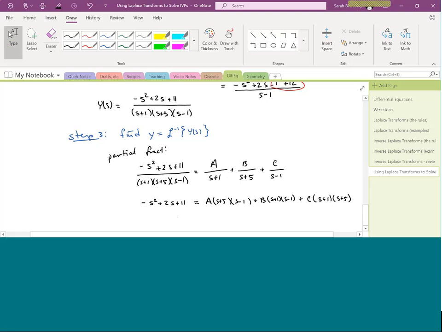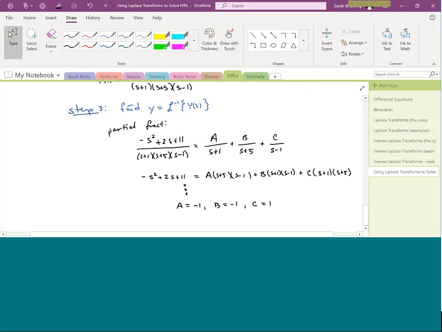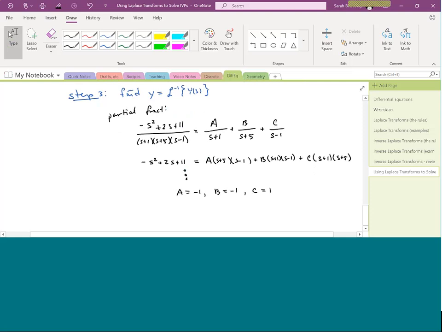So here, A, which is over s plus 1, is going to be negative 1. B, which is over s plus 5, is also going to be negative 1. And C, which is over s minus 1, is going to be positive 1. When I built this, I can't remember if I pulled it from the book, but if I didn't, I totally built it first from this and then worked backwards. That is how you actually build these questions, so that you get nice answers instead of just randomness.